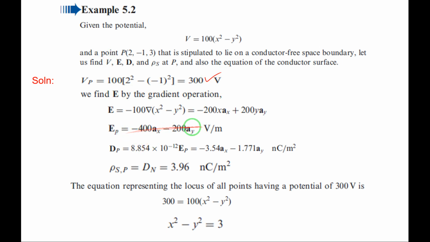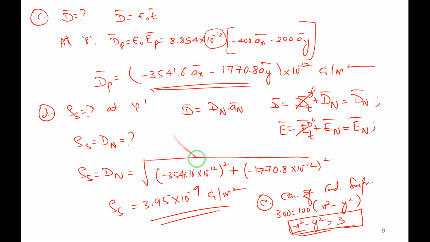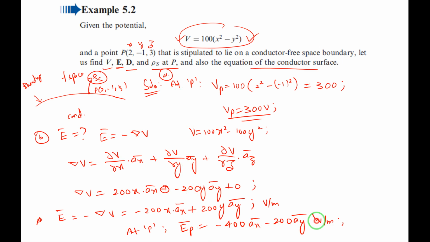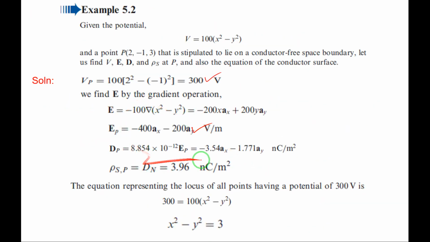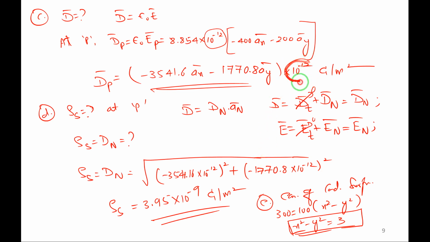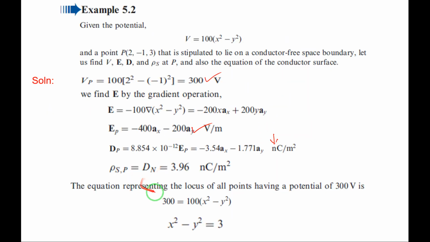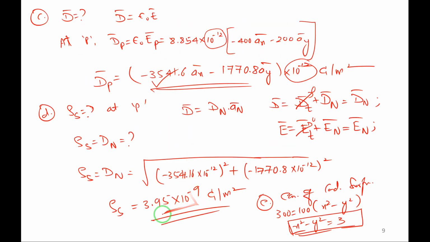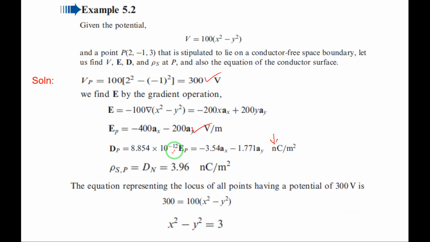Then E at point P is minus 400 ax minus 200 ay minus 400 ax, right? Then next D at P. In terms of nano they are given, but I have written in terms of 10 power minus 12. This is also correct. Then rho s at D n, that is 3.96 nano. We got this. This is also correct. Rho n, and the conductor surface x square minus y square equal to 3. Solution I have given in this slide.